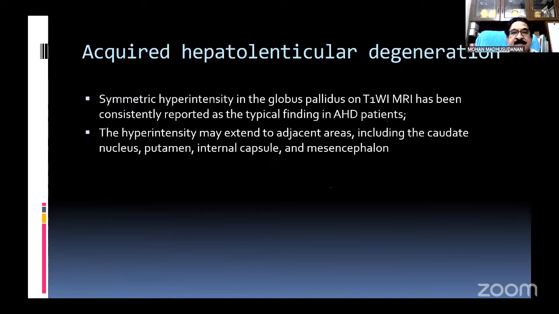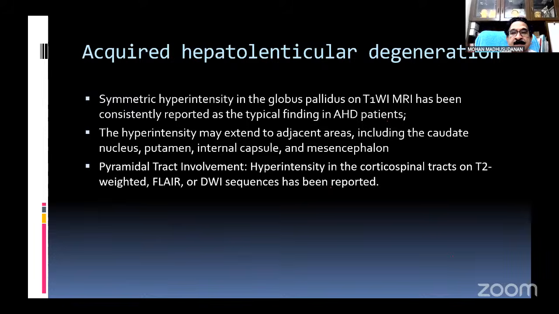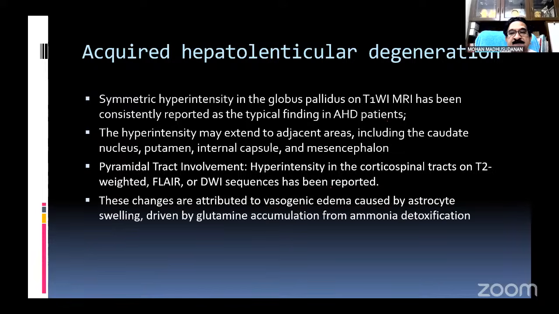The abnormal symmetrical hyperintensity in the globus pallidus on T1 weighted MR, that's a classical picture. And the hyperintensity may extend to adjacent areas, including the caudate nucleus, putamen, and the substantia nigra. Hyperintensity in the corticospinal tract on T2 weighted and DWI sequences has been reported. These changes are attributed to vasogenic edema caused by astrocyte swelling, driven by glutamine accumulation from ammonia detoxification.